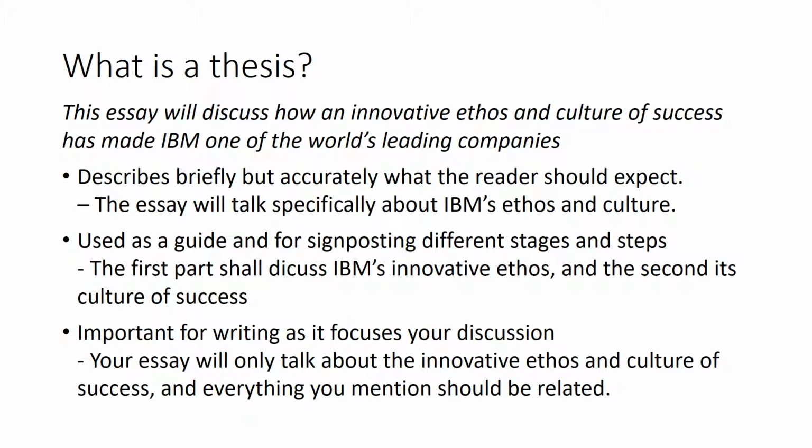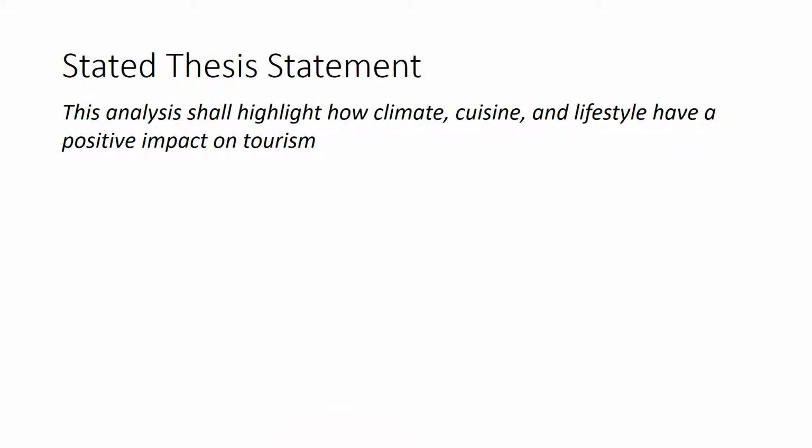All right, the thesis should be accurate and be clear about what it's talking about. So your essay will only talk about the innovative ethos and culture of success, and everything you mention should be related. So there shouldn't be any divergence into talking about other elements which have made the company successful. You should focus on these particular parts. This isn't to say that other elements aren't important. This is just saying that these are the points which for you are important in terms of your argument or the essay that you're writing.